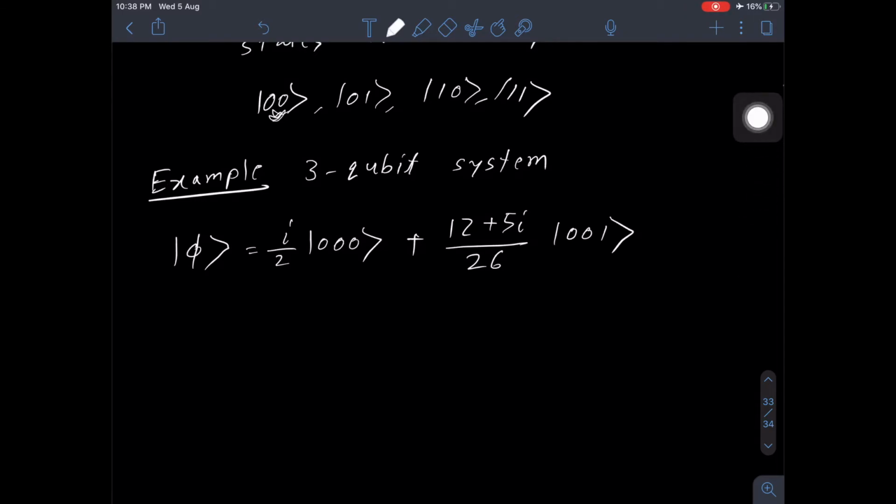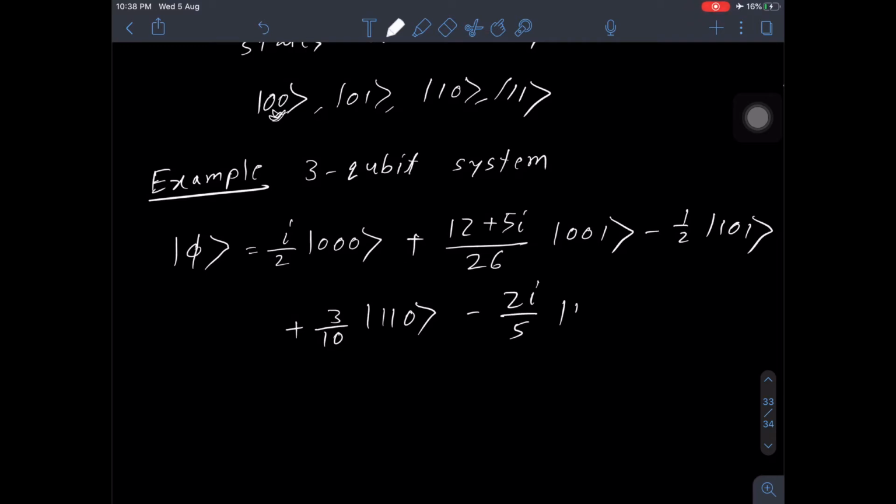As the coefficients can in general be complex numbers, you can see that it is true here as well. All right, minus half 101, plus 3 by 10 110, minus 2i by 5 111. All right, so this is a valid state of a 3-qubit system, and you can check that it is normalized. I don't want to do that calculation. You can check it by yourself.